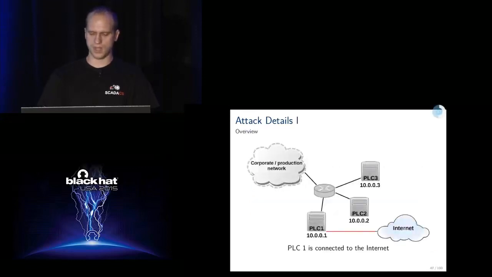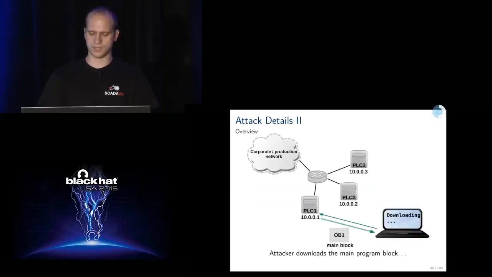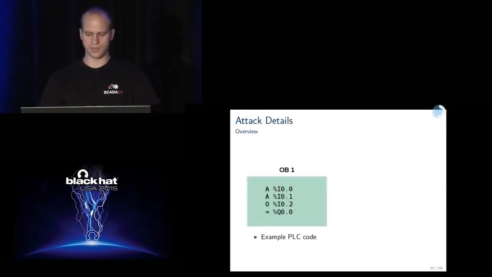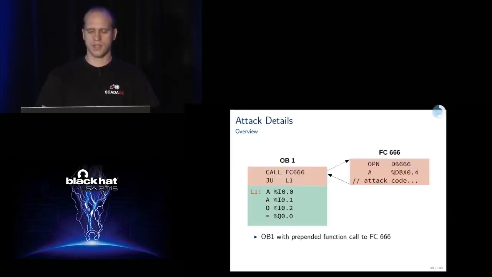So again, here we have PLC1, which is connected to the internet. And now the attacker does the following. He downloads OB1, the main function of the PLC. So here you have, as an example, OB1, which looks like that. And what we are doing now is, we know the binary representation in MC7, which is the result after compilation. And now we are adding a call to a function which is under our control and will be uploaded later.